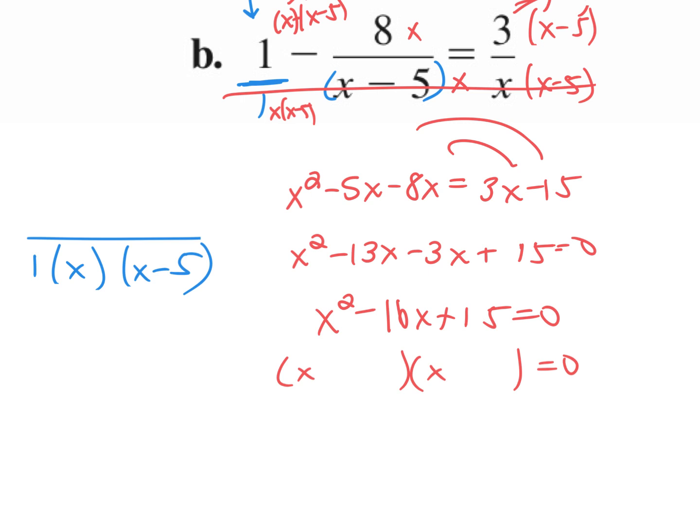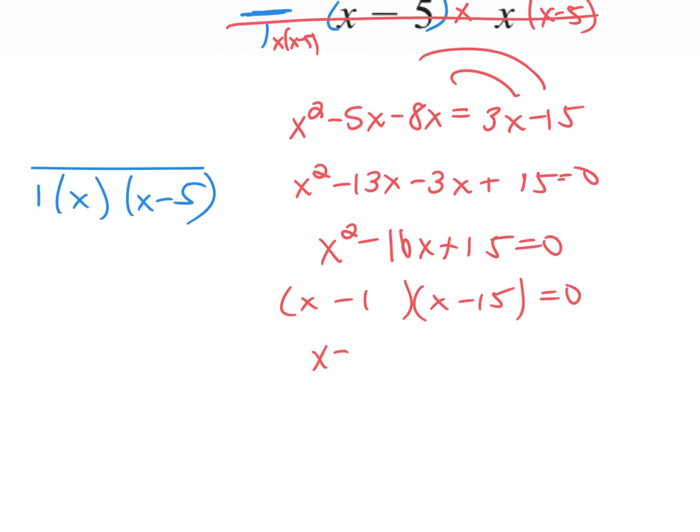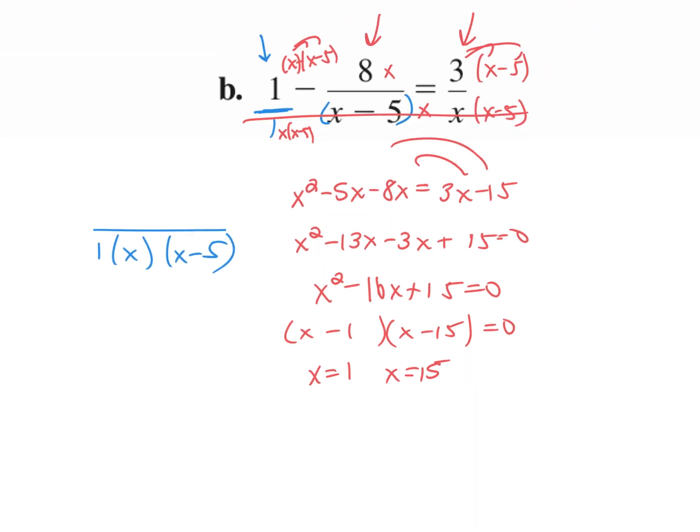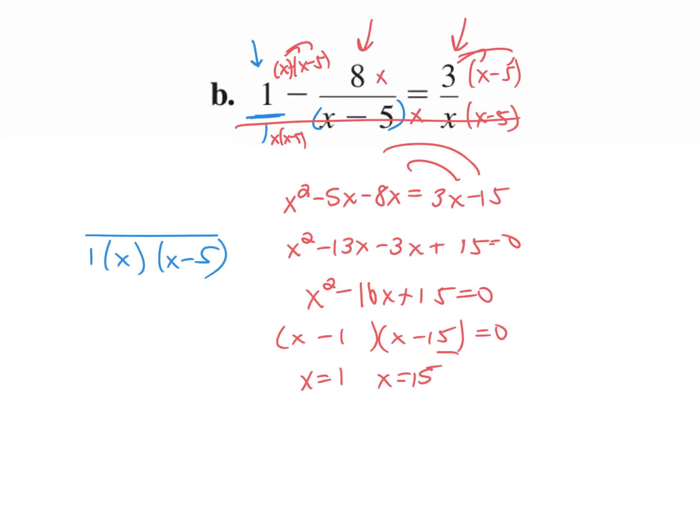What are the factors of 15? 1 and 15 or 3 and 5? Which one will give you a positive 15 when you multiply, but a negative 16 when you add? Negative 1 and negative 15. So when we set this equal to 0, you get x equals 1 and x equals 15. What do I need to do with those two numbers? I need to plug it into the denominator and make sure it does not become what? 0. So if I plug in 1, 1 minus 5, not 0. If I plug in 15, 15 minus 5, not 0. Good to go.